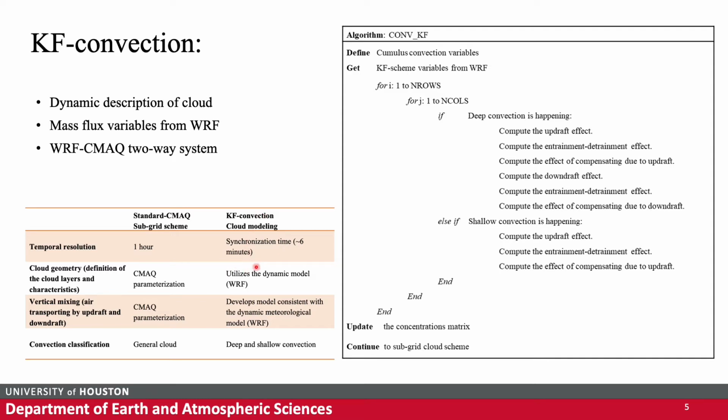And that's actually very detailed. So the shape of the cloud geometry and all these variables, the fluxes, they're all updated every 6 minutes. I also mentioned that cloud geometry for the standard CMAQ is based on CMAQ parameterization, but here we use the dynamic model from WRF. And for the vertical mixing, CMAQ uses its parameterization, but we develop our own model, which is right here. And the convection classification, which standard CMAQ considers a general cloud, but we separate it into deep and shallow convection.